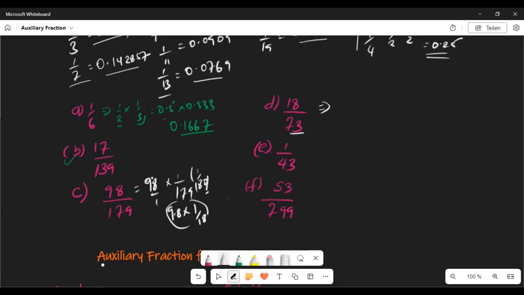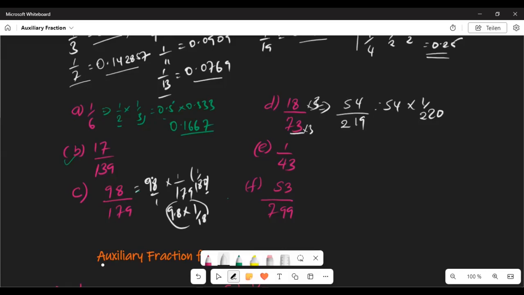So here we have 18 and 73. But for this 73 to have a 9 at the end, we have to multiply this one by 3. And if we multiply this one by 3, this one also has to be multiplied by 3. So then 18 multiplied by 3 will give us 54. And 73 multiplied by 3 will give us 219. Now 219 is just 1 less until we get 220. So this is going to be 54 multiplied by 1 over 220.